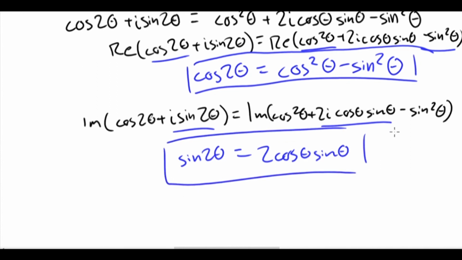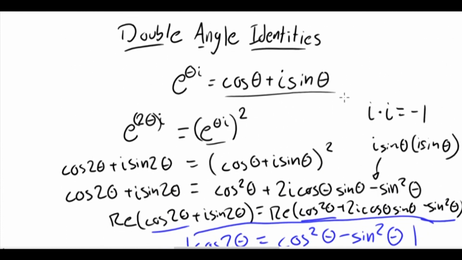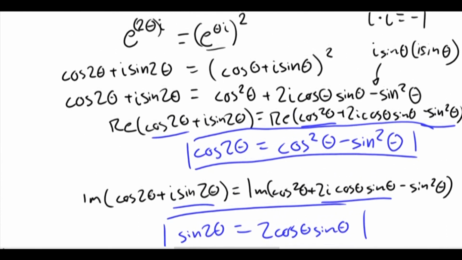So there you go. That is a simple and elegant proof of the double angle identities using Euler's formula. I quite like this, and I think it's actually an easy way to remember the identities. So yeah, imaginary numbers, they work.